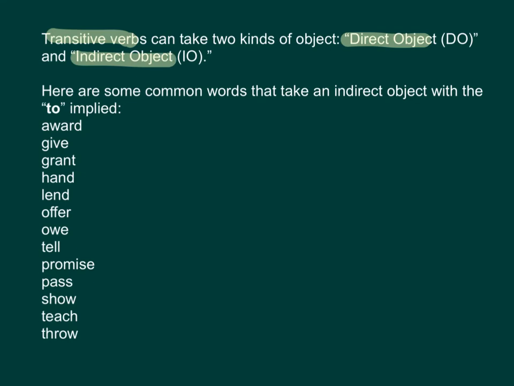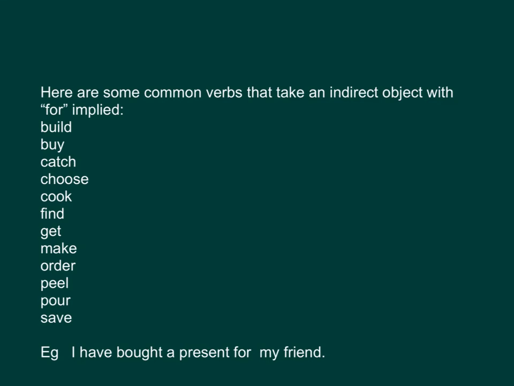Here are some common words that take an indirect object with the to implied. Here are some common verbs that make an indirect object with for implied.